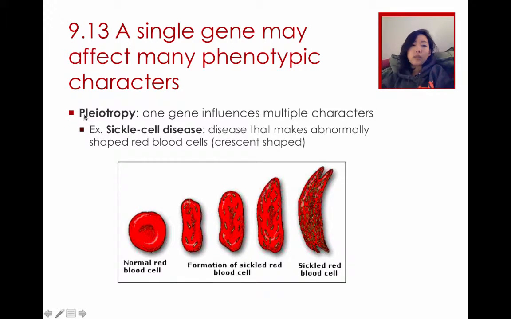Okay, something else is called pleiotropy. This is another variation to Mendelian genetics. This is when one gene influences multiple characters. An example they give in the textbook is sickle cell disease, and this is just a disease that changes the shape of your red blood cells, and is very painful for the people who have it, because red blood cells that are these strange crescent shapes get stuck in your bloodstream, and so it's hard for blood to move throughout your body. This is an example of pleiotropy, where one gene influences multiple parts of the red blood cell. It doesn't just affect its shape, it affects other things.